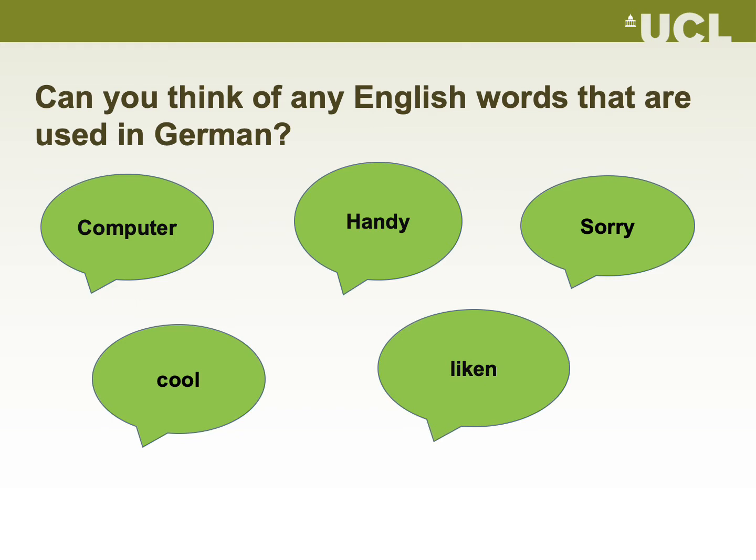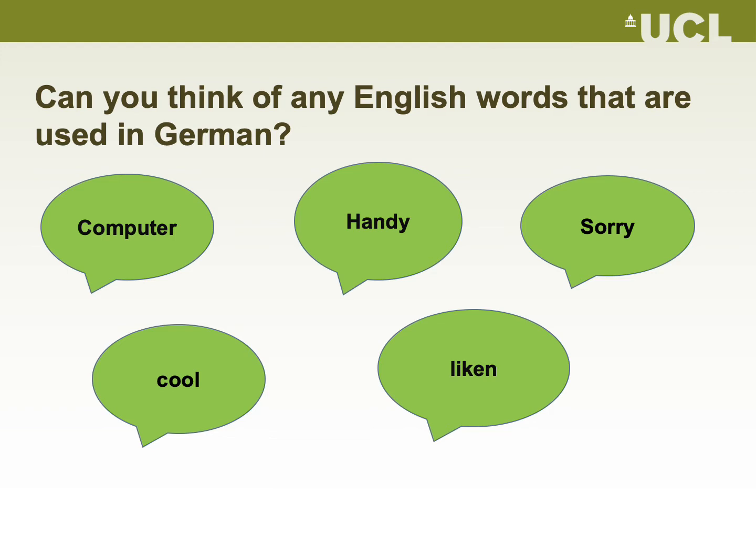I think they're fairly self-explanatory really. Obviously computer, sorry, cool will be well known. But even handy, even though it doesn't exist in English in the same form, I think is well known to many people now as meaning mobile phone, and liken is taken from English to like, as in to like something on social media. So all of them recognizable.